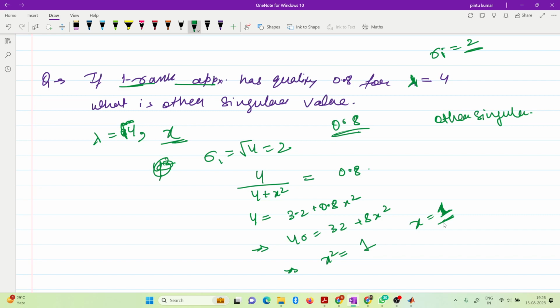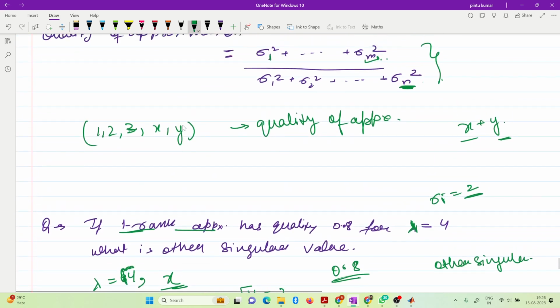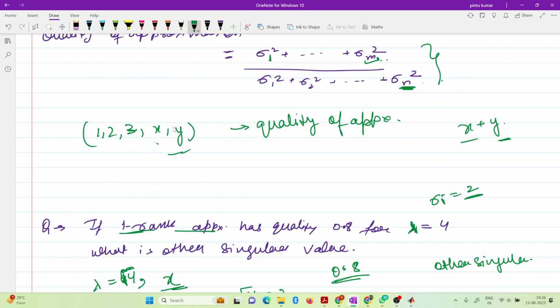So in a question like this, you may have two variables. There is one more extra equation given, so you will have to solve for both x and y there.